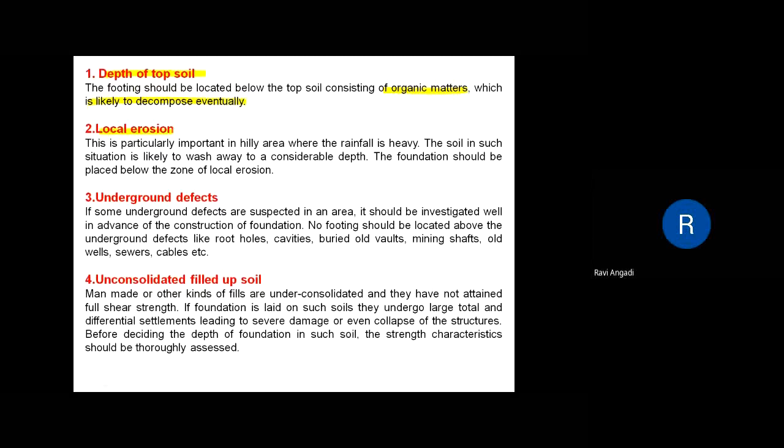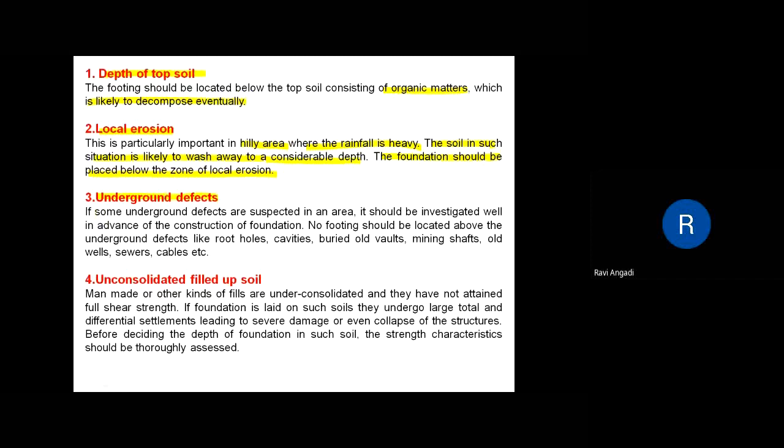Then, second comes the local erosion. This is particularly important in hilly areas where the rainfall is heavy. The soil in such a situation is likely to wash away to a considerable depth. So the foundation should be placed below the zone of local erosion. Wherever erosion of soil is taking place, you have to go below that erosion level. So that is to be safe.